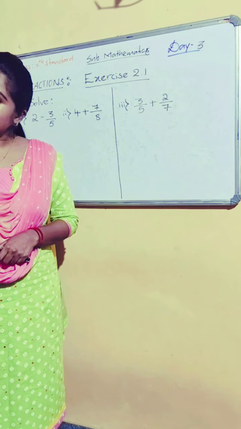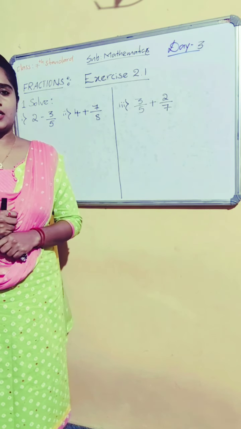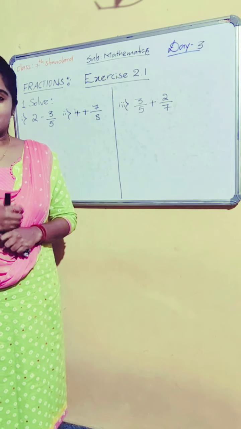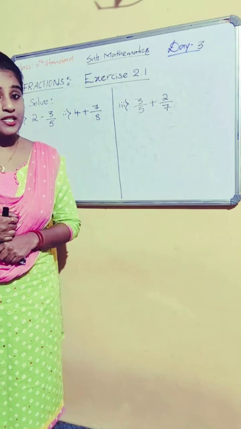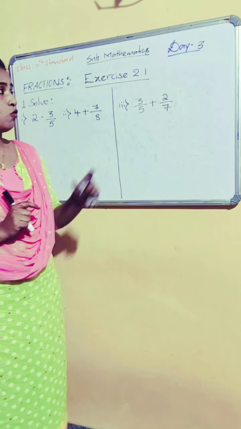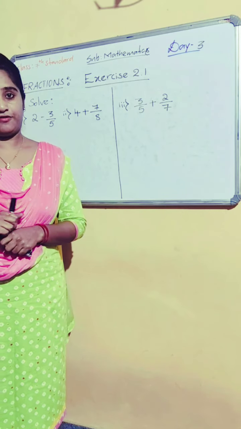Whatever the given fractions, we always have to keep them as like fractions. So what are like fractions? Like fractions are nothing but fractions with the same denominator. So whatever the problem is, the first thing we have to do is make them like fractions.